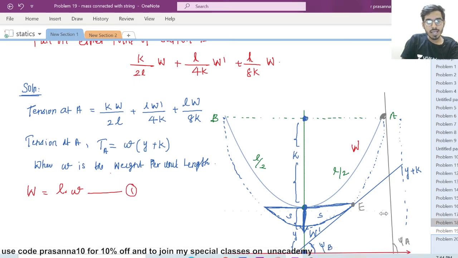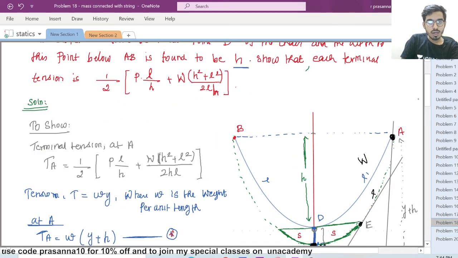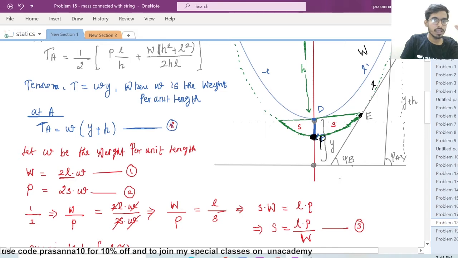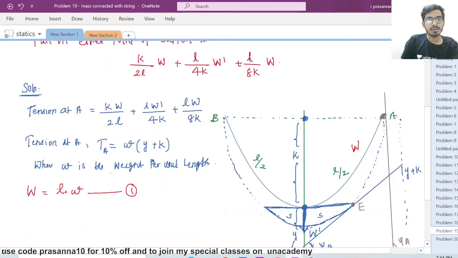So in the previous problem we have capital W equal to 2L times small w, because here the length of the string is 2L, right? Here the length is L, right? Yes. Listen, this is L by 2, this is L by 2. Overall it will be L, right?